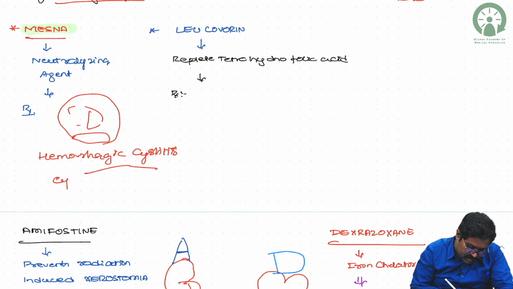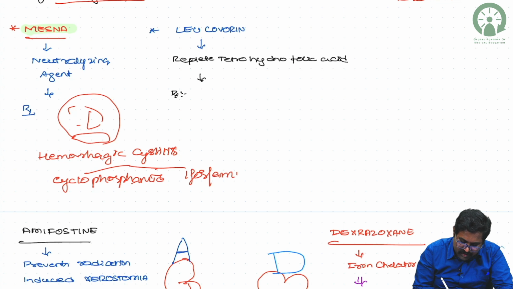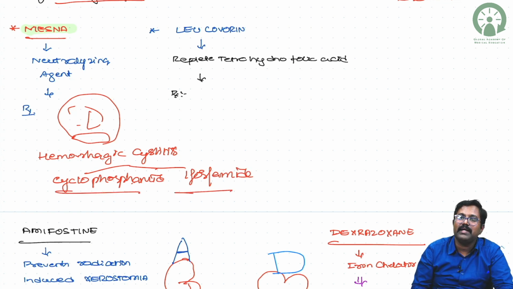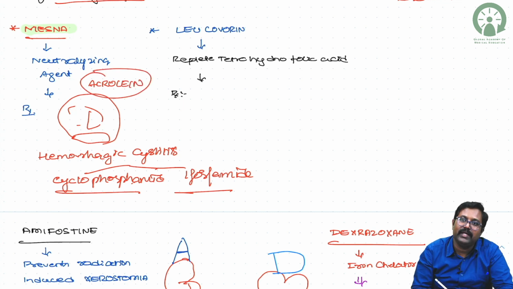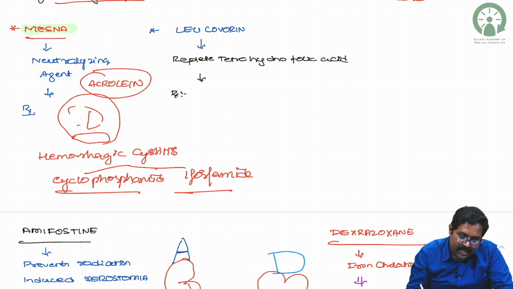Those are cyclophosphamide and ifosfamide. So these are the two drugs which are going to cause the hemorrhagic cystitis. So adding mesna will neutralize the formation of the hemorrhagic cystitis. Here the culprit is acrolein. So this mesna will neutralize the acrolein and it will be easily excreted through the urine.